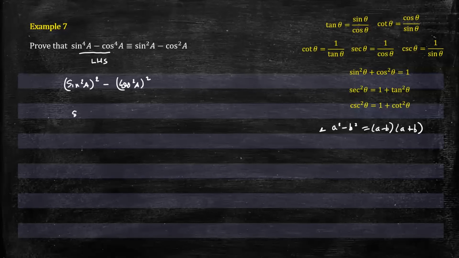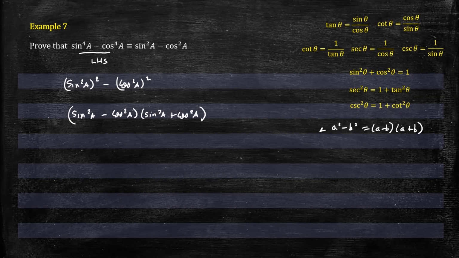So let's write that down as sine squared A minus cos squared A times sine squared A plus cos squared A. And from this third rule up here on the third line, sine squared A plus cos squared A will be equal to 1. Okay, so this here will just become 1. So we'll end up with sine squared A minus cos squared A, which is equal to your right-hand side.